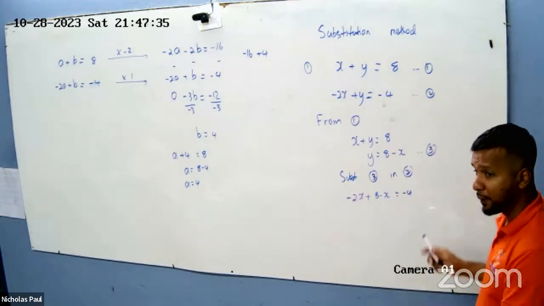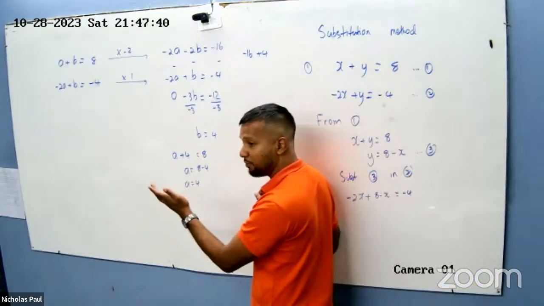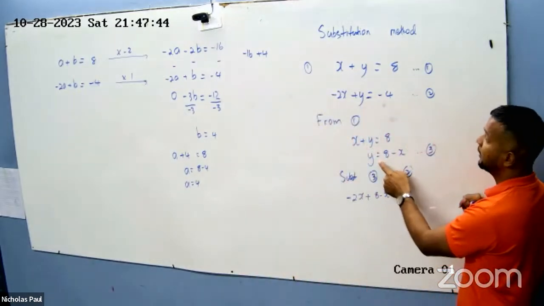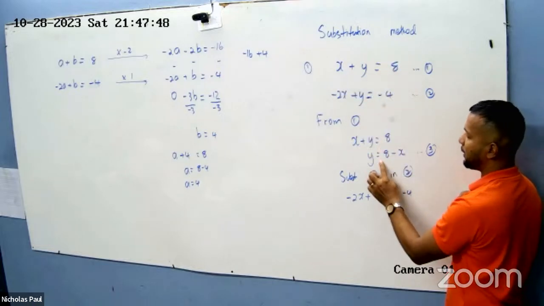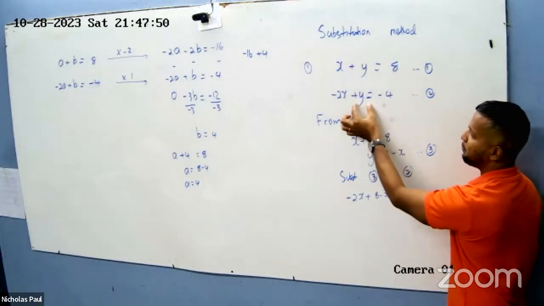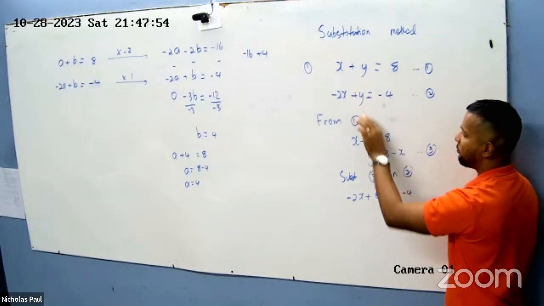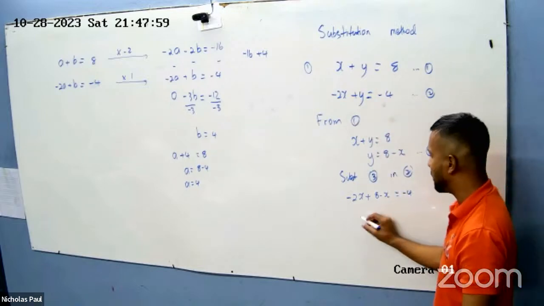The purpose of this technique is just like elimination. You want to get rid of one of the variables. Here, I want to get rid of y. So I made y the subject here, carrying across the x. I take this y and replace it with this y. Y is 8 minus x. So I take off y and put 8 minus x. And now I should be able to work this out.